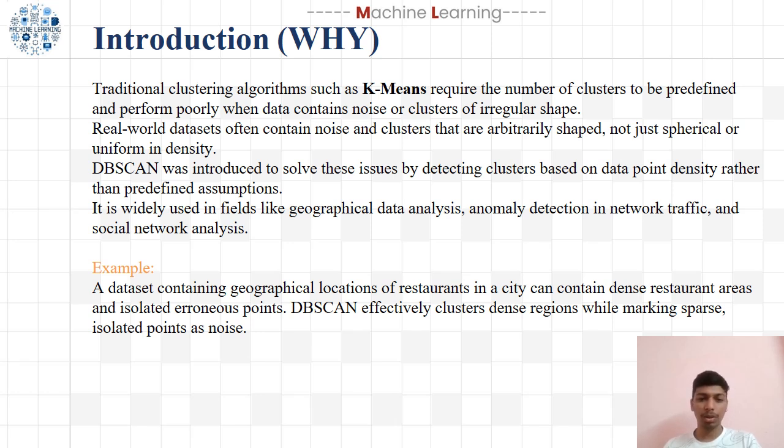It is widely used in fields like geographic data analysis, anomaly detection in network traffic, and social network analysis. For example, a dataset containing geographical locations of restaurants in a city can contain dense restaurant areas and isolated points. DBSCAN can effectively cluster dense regions. We will mark sparse isolated points as noise.